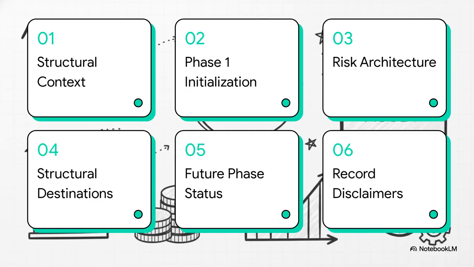Now, what's really interesting about this slide is the path we're taking. We'll cover 1. Structural context, 2. Phase 1 initialization, 3. Risk architecture, 4. Structural destinations, 5. Future phase status, and finally 6. Record disclaimers. Let's keep moving.